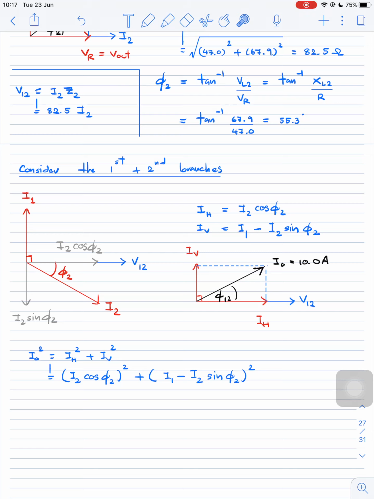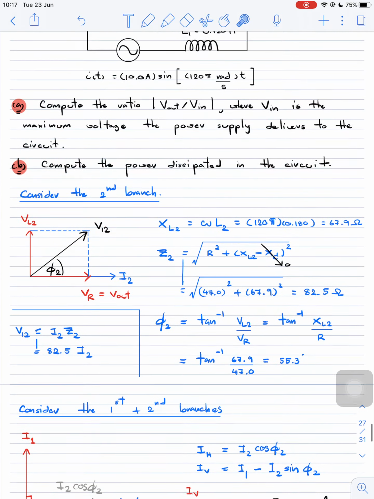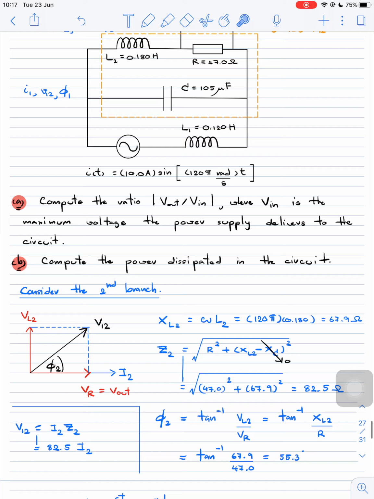We know that V12 equals 82.5 times the I2. It means that we can find the I2 in terms of the V12 as well. So we can just plug in the I2 into this and into this. And the phi2 we also know already. But how about the I1? The I1 is going to be the current passing through this capacitor, so we can find the I1 in terms of the V12 as well.